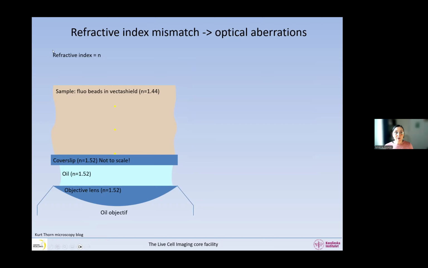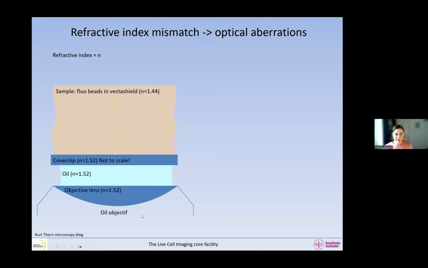So I remind you that the refractive index is abbreviated with a small n. When you see this, you will understand that this is the refractive index of the medium. It means the capacity of this medium to bend the light compared to just traveling in air. So air is the reference, that's why it's n equals 1. Here we have an inverted microscope, right? The objective is pointing upwards and the sample is above. Here we have the objective lens, the front lens of the objective.